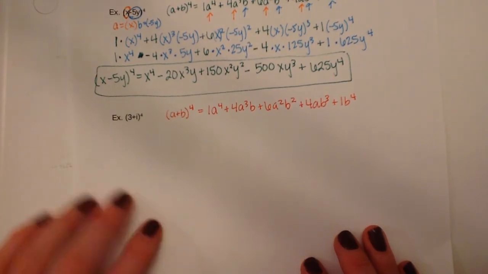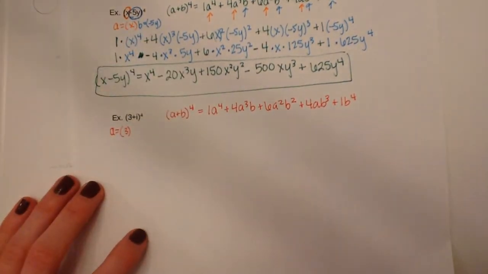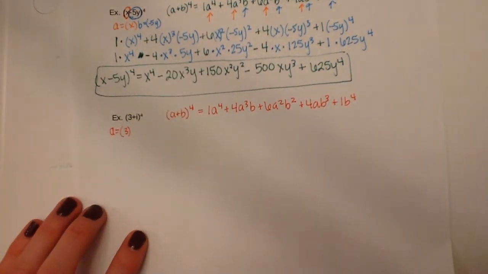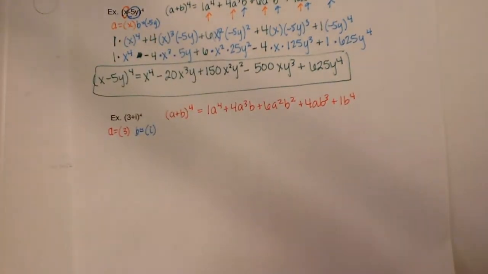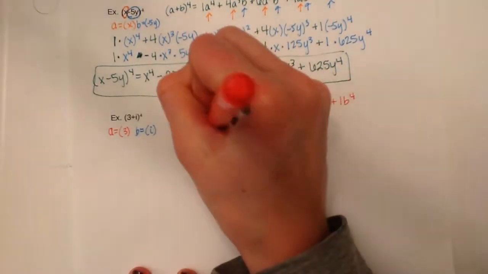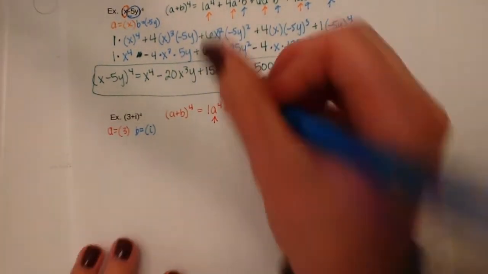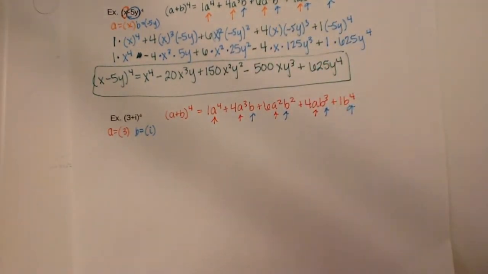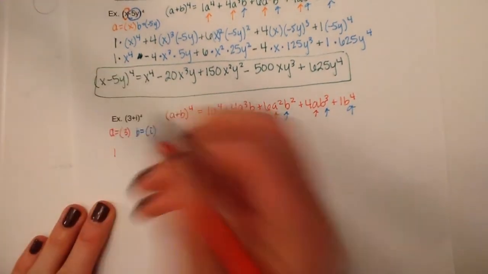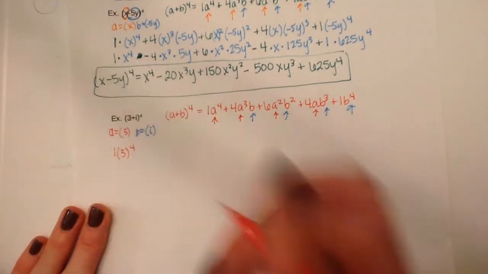Alright, so our a's are going to be 3. And our b's we're going to replace with i. So all the a's are going to become 3's, and all the b's are going to become i's. So let's go ahead and do that. So we have 1 times a to the 4th. Well, our a is 3, so it's 3 to the 4th.